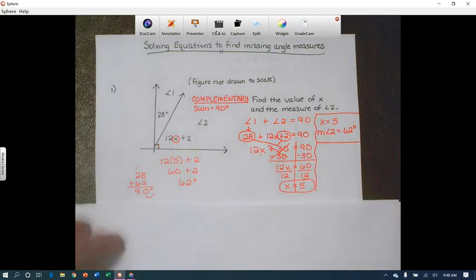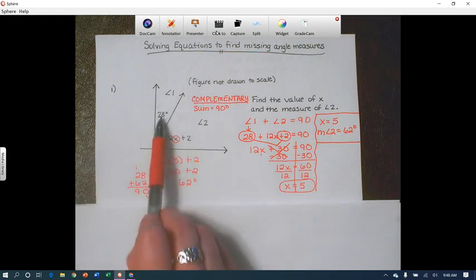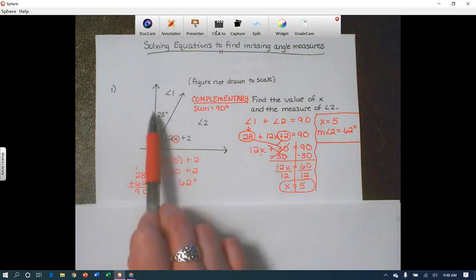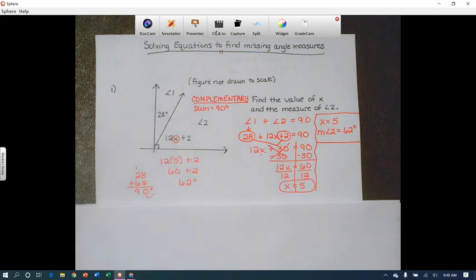That's my final answer. I was able to figure that out because I knew that these two angles are complementary. They add up to 90 degrees. So I wrote my equation, combined like terms, and solved for x. Okay, let's move on to our next one.